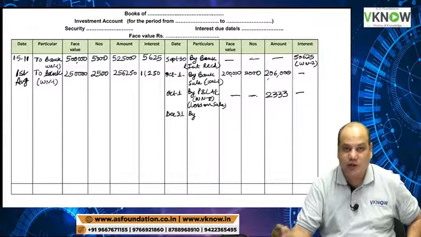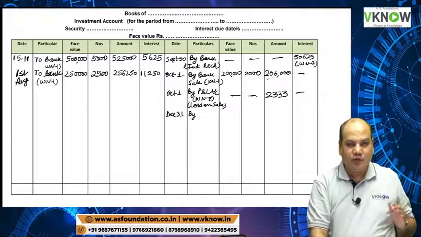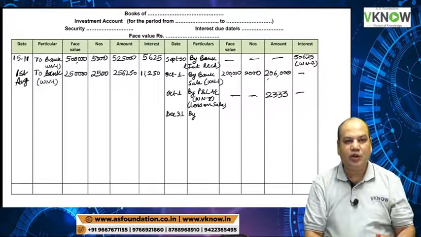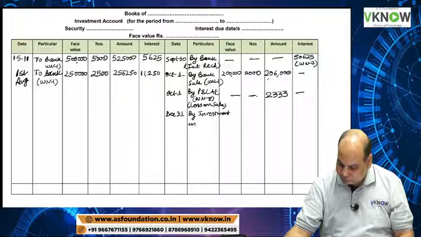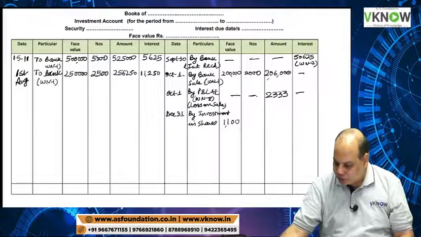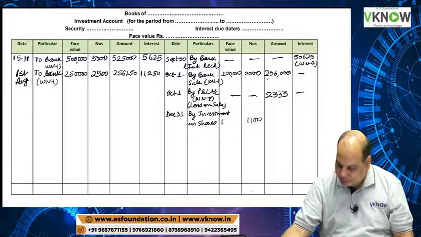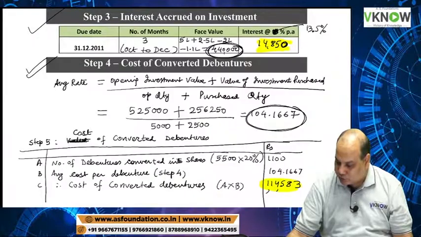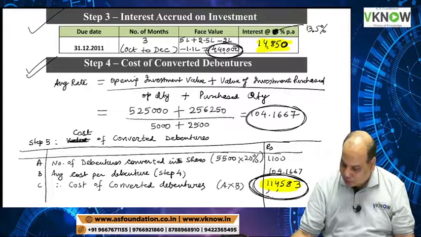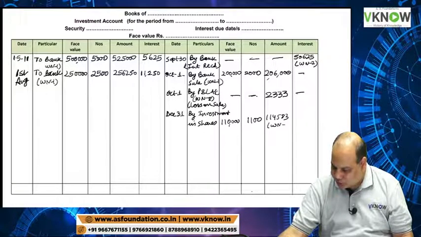So first I will pass an entry for converting investment in debenture into investment in shares. Entry will be investment in share account debit to investment in debenture. We are in investment in debenture account. So I will write by investment in shares. By investment in share, 1100 debentures were converted. So you will write 1,10,000 face value. 1100 is the quantity and we have done the calculation of the cost. I will take you to working note number 5 below. 1,14,583. Here you can write working note 5.